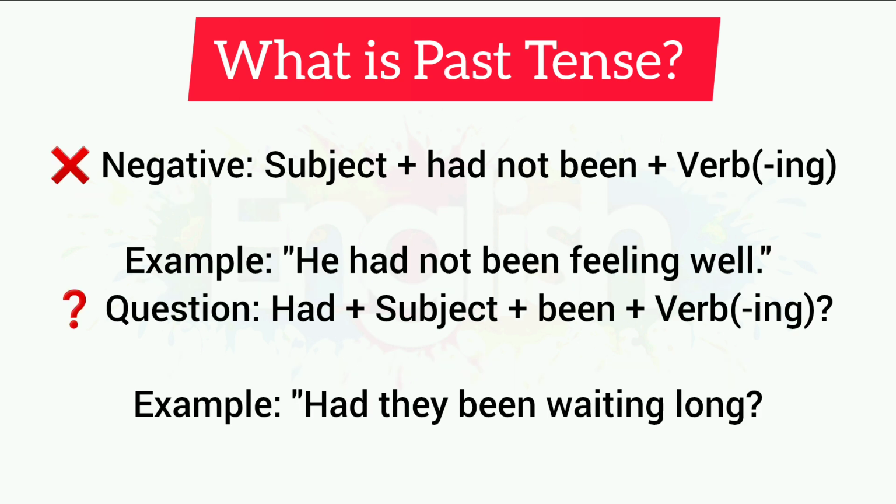Negative: subject plus had not been plus verb, ing. Example: he had not been feeling well. Question: had plus subject plus been plus verb, ing. Example: had they been waiting long?